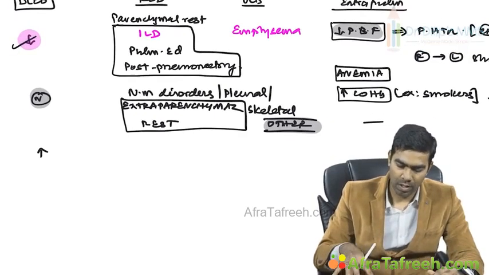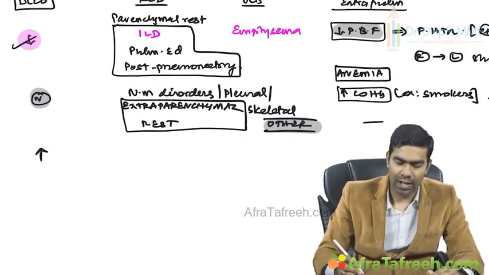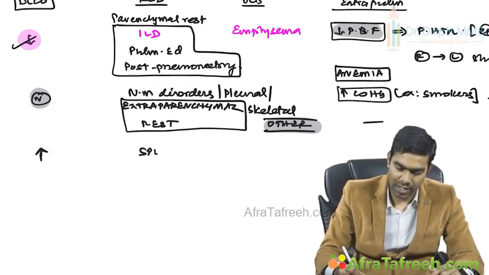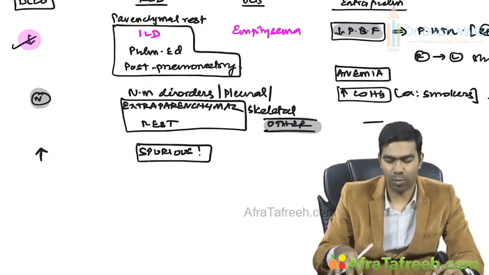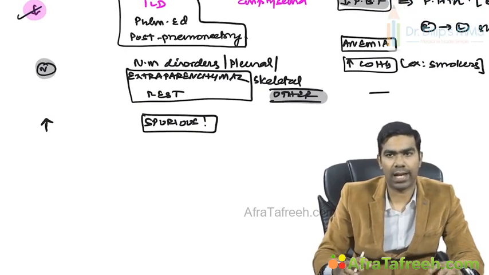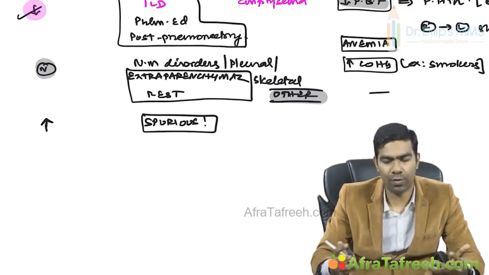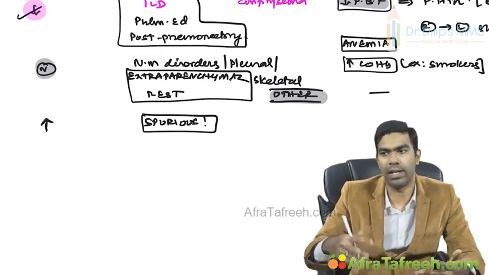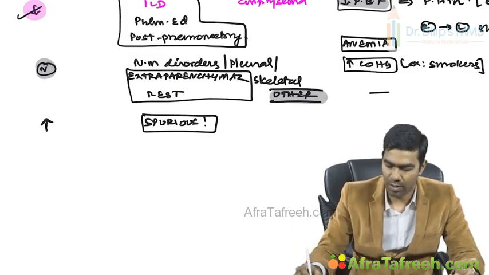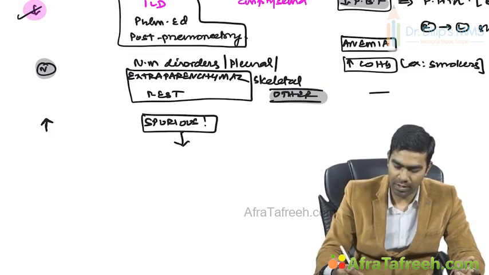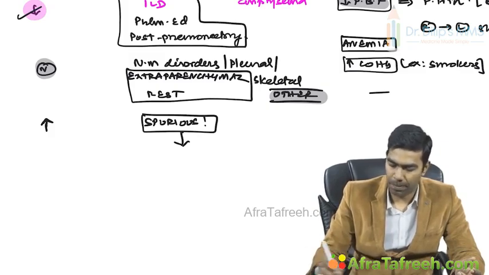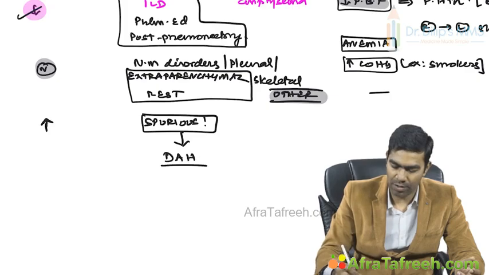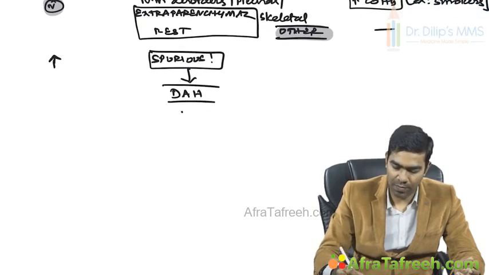Okay. So what are the RLDs that will have increased DLCO? Remember, whenever RLD is having increased DLCO, it means it's a spurious cause. What do you mean by spurious? Spurious means the diffusion is actually less, but DLCO alone is increased. How is it possible? Typically, this happens in a condition called diffuse alveolar hemorrhage, DAH.